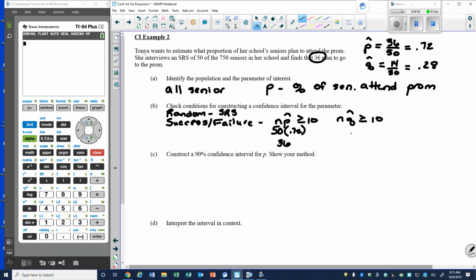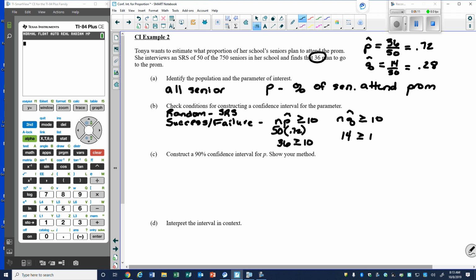Okay, so in q, I don't need to type in the number in my sample and the percentage that are going. I already know the number of failures in this, and we said that was 14. Now 36 is greater than or equal to 10.